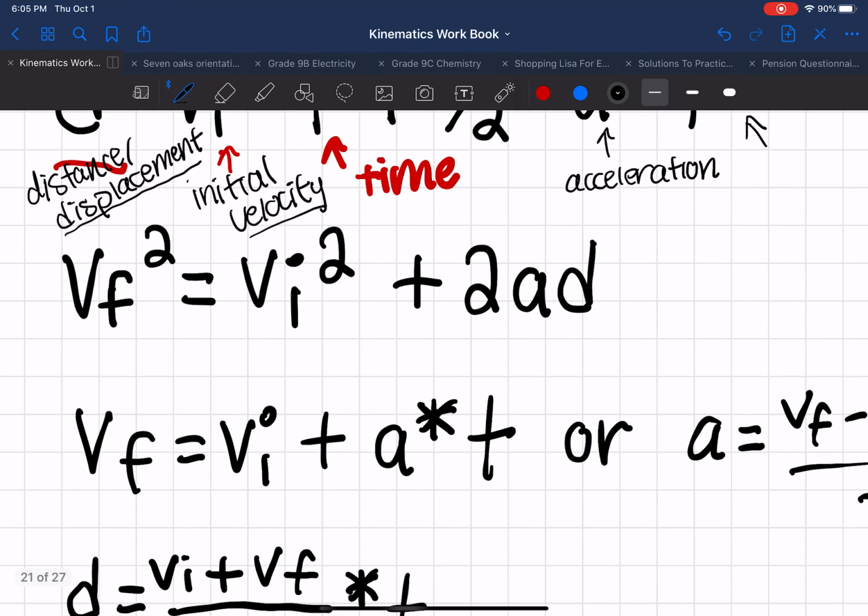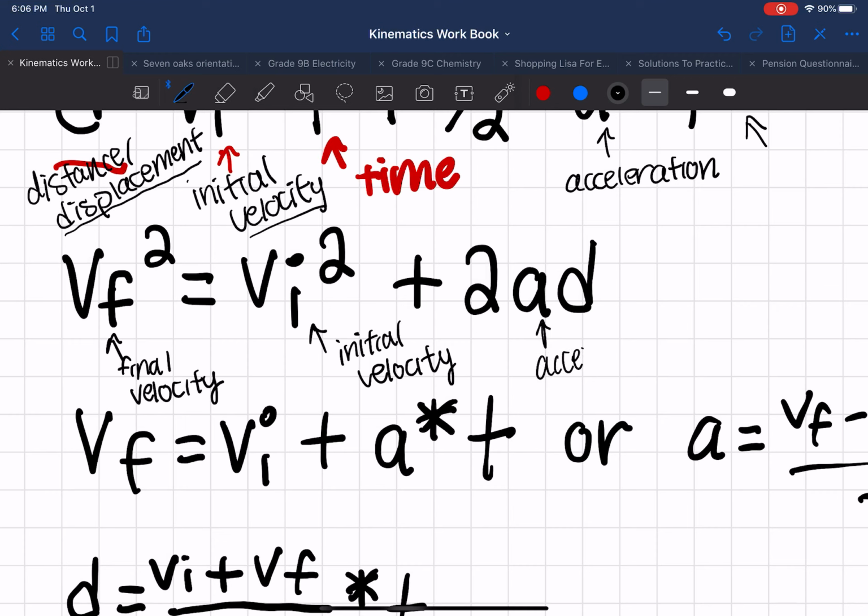In this equation below, it's also final velocity, where the subscript F is for final, and again here is initial velocity. The I is the subscript for initial, and then you have 2 multiplied by acceleration multiplied by displacement, since we're using velocity. Displacement.